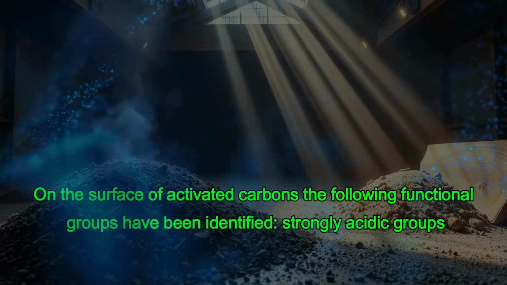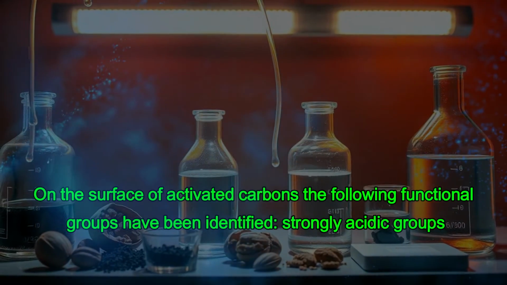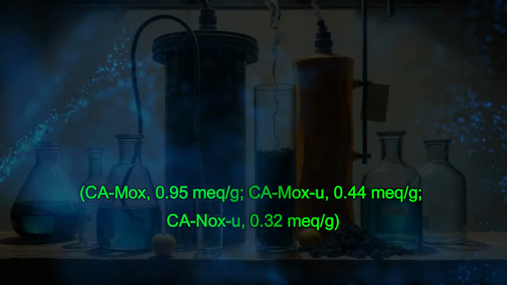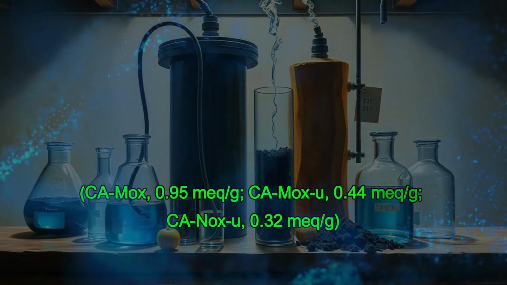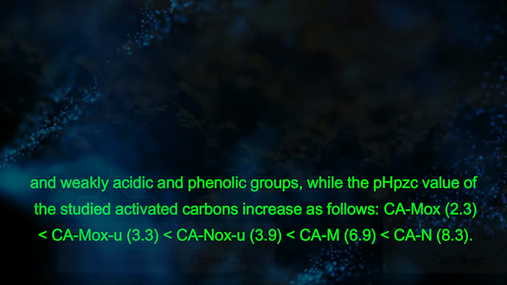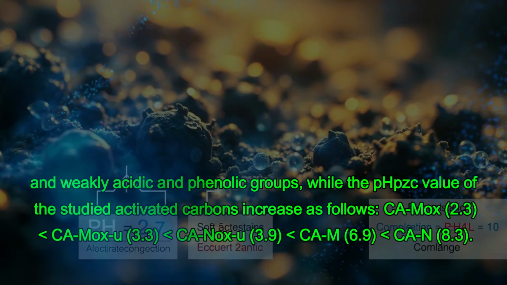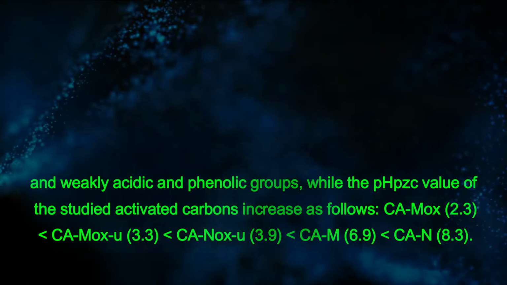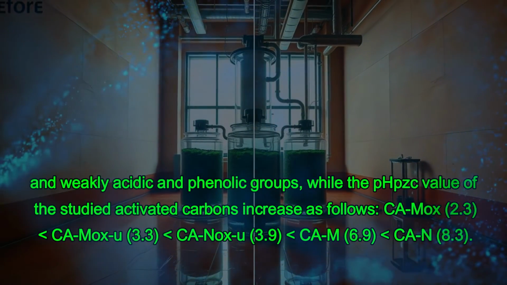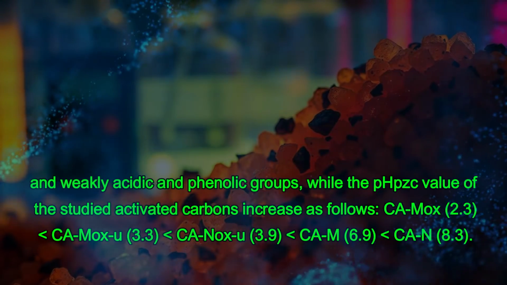On the surface of activated carbons, the following functional groups have been identified: strongly acidic groups, CA-Mox, 0.95 mg/g, CA-Mox-u, 0.44 mg/g, CA-Nox-u, 0.32 mg/g, and weakly acidic and phenolic groups, while the pH PZC value of the studied activated carbons increases as follows: CA-Mox, 2.3, CA-Mox-u, 3.3, CA-Nox-u, 3.9, CAM, 6.9, CAN, 8.3.